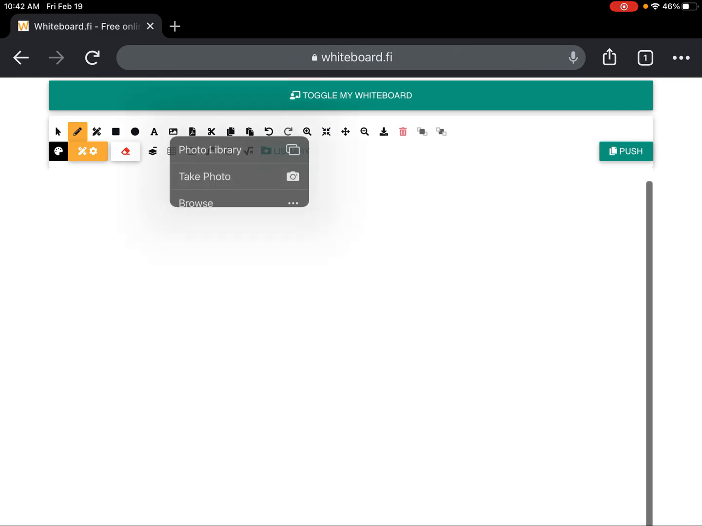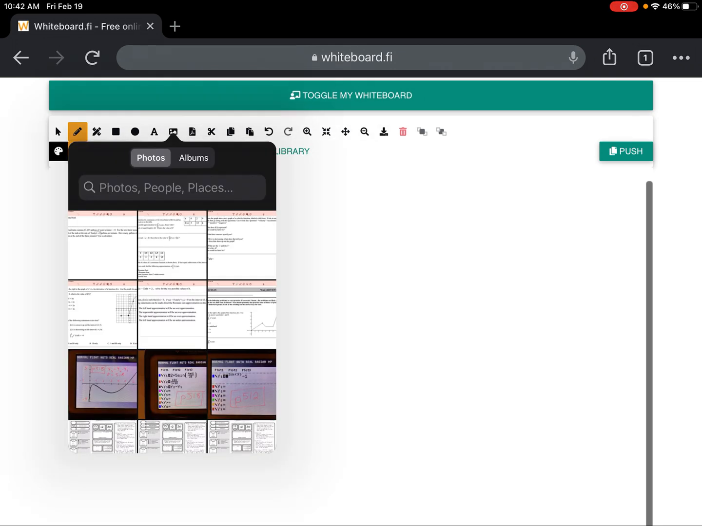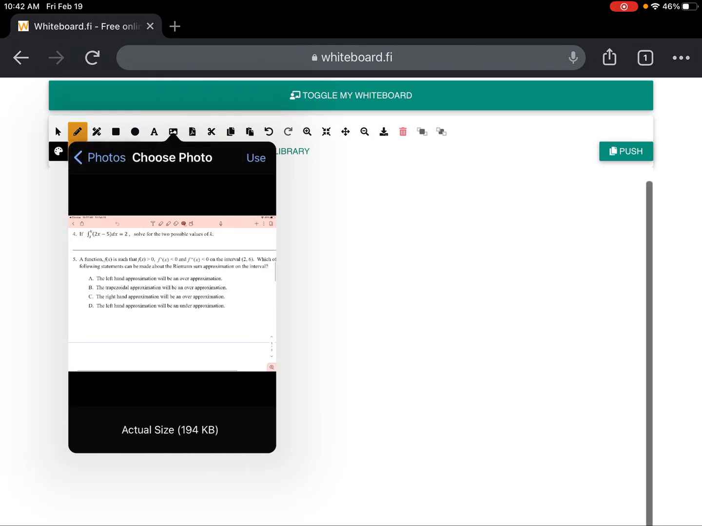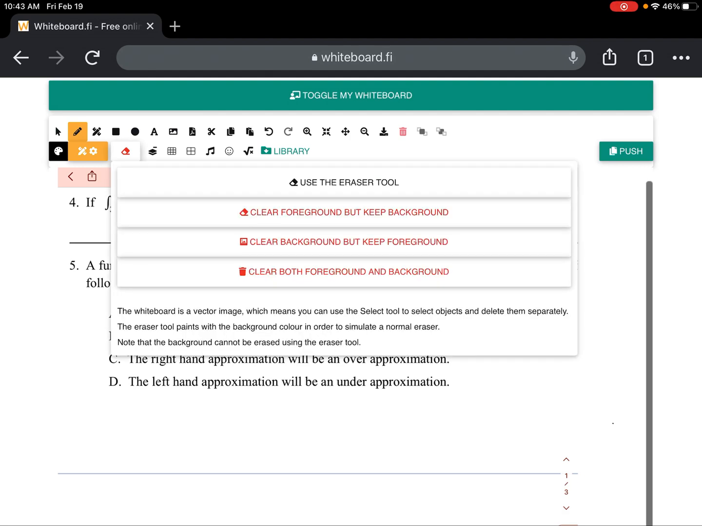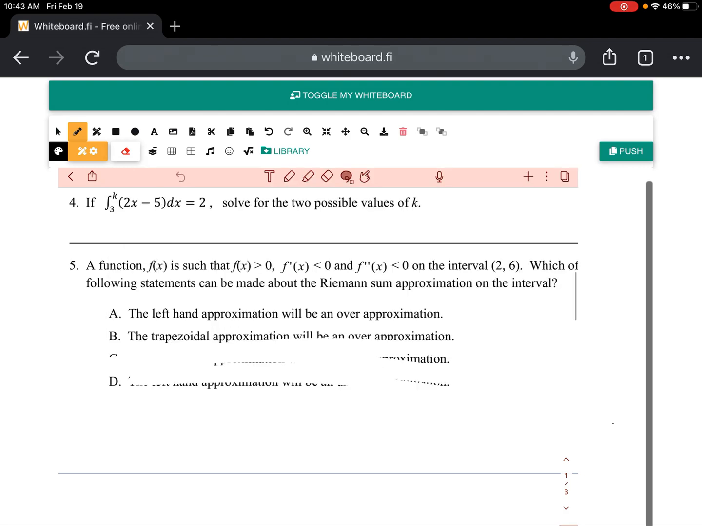Alrighty. Next problem set is here. We're going to start with number 4. I'm going to work it out kind of below. We have the integral from 3 to k of a polynomial function, 2x minus 5 dx, and that equals 2. And we want to figure out what could k possibly equal. We'll just get rid of this bottom stuff.